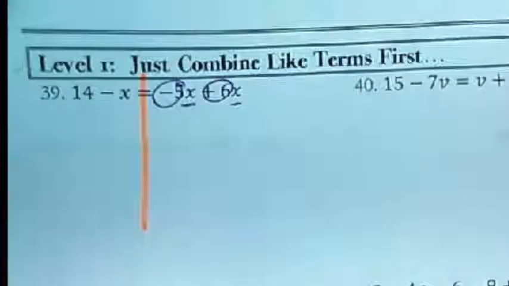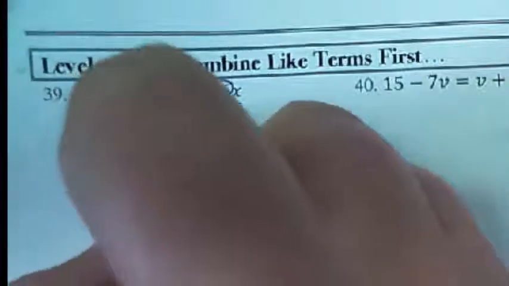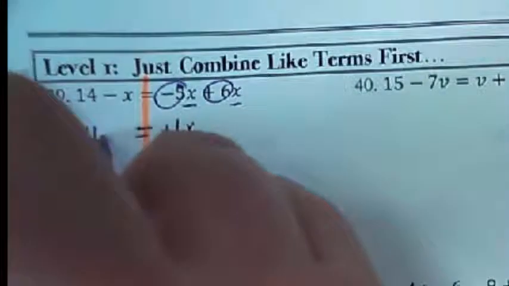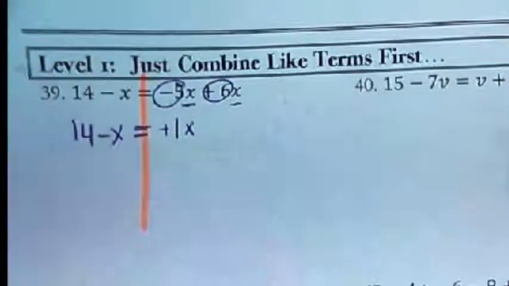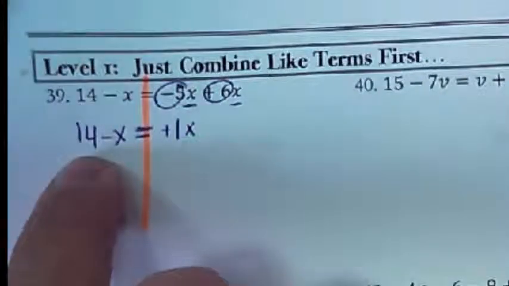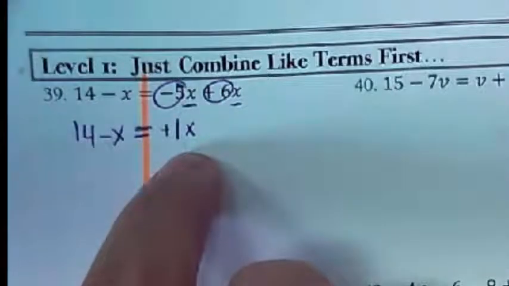So I'm going to take a negative 5 and a positive 6 and combine them together to get a positive 1. So this is positive 1x. Everything else comes down exactly the same. So all I did was, this side was already simplified. I simplified this side by combining like terms.